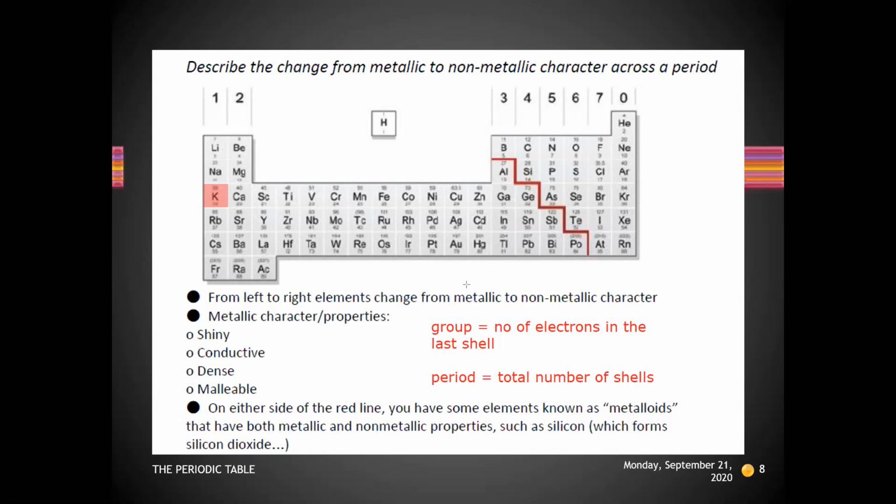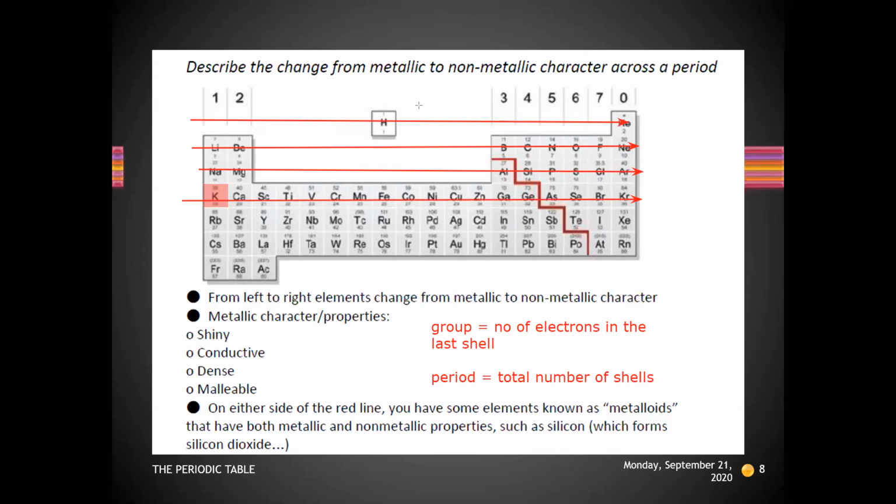So the group is representing the number of electrons in the last shell and the period is representing the total number of shells. So when you check the periods, the first period has hydrogen and helium. The second period has lithium, beryllium, boron, carbon, nitrogen, oxygen, fluorine. The third has sodium, magnesium, aluminum, silicon, and this is the fourth period. So the period represents the number of the shells.